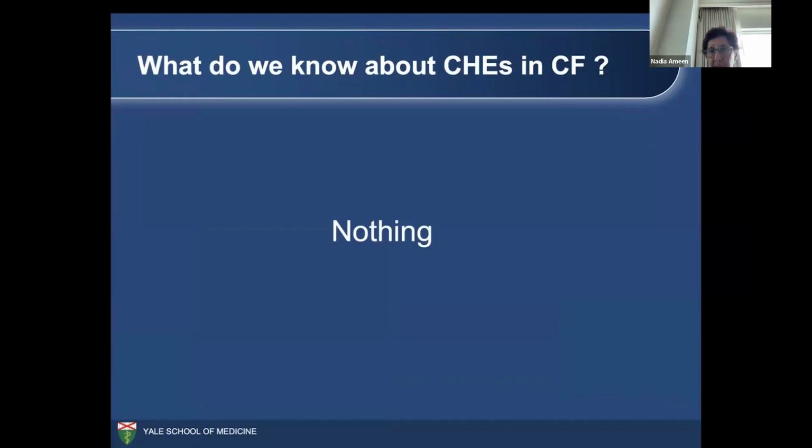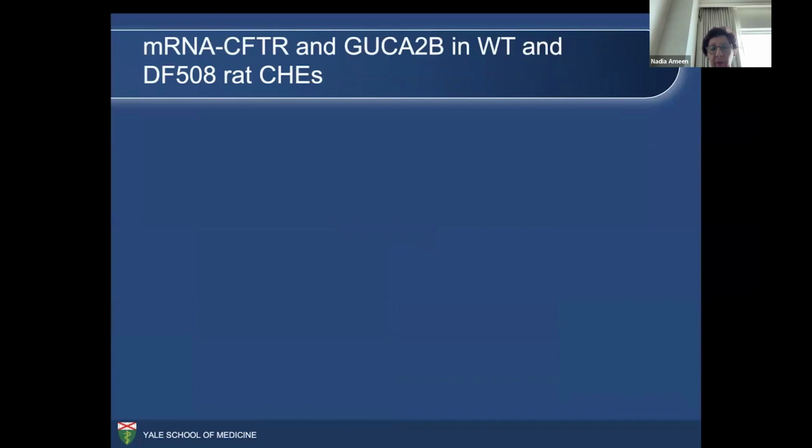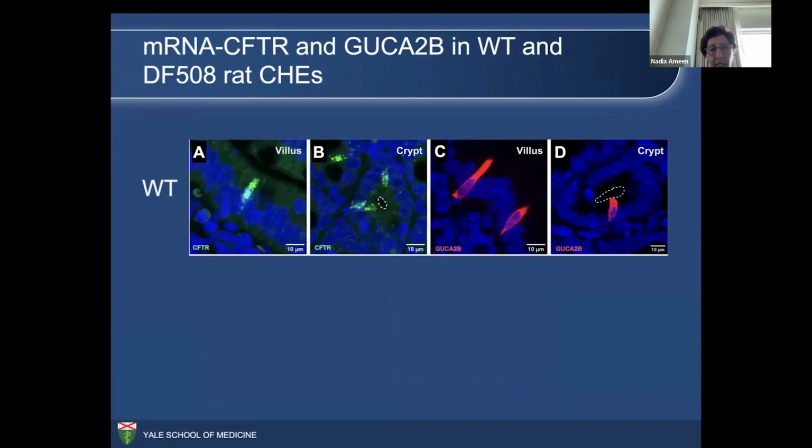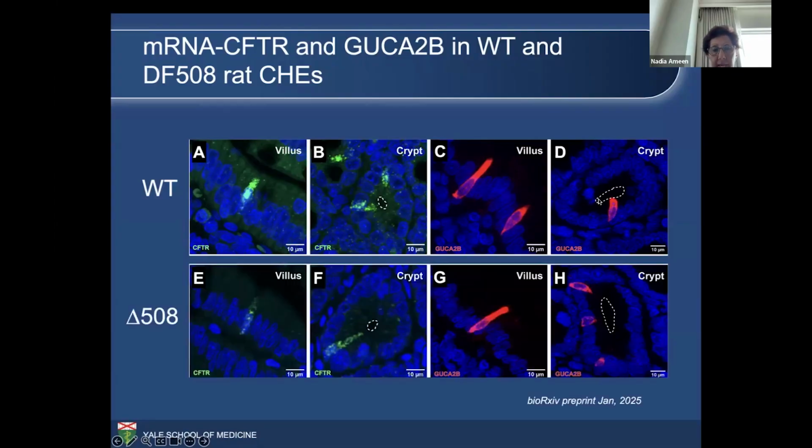Absolutely nothing. And that's because these cells are not present in mouse. But we did manage to get tissues from a model of delta F508 rat intestine from our colleagues in Australia. And we looked at the RNA for CFTR and GUCA2B. And in the wild type rat, you can see the cheese cells on the villi and in the crypt with high levels of RNA scattered. But the GUCA2B is absolutely preserved in the wild type. In the delta F508 rat, there are markedly reduced levels of RNA, both on the villus and the superficial crypt. But the RNA for GUCA2B is completely preserved in CF, indicating that GUCA2B is not dependent on CFTR.